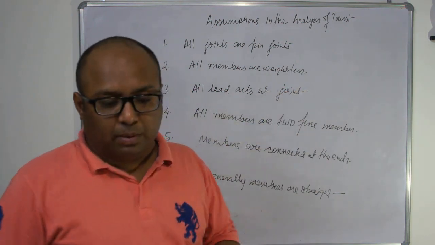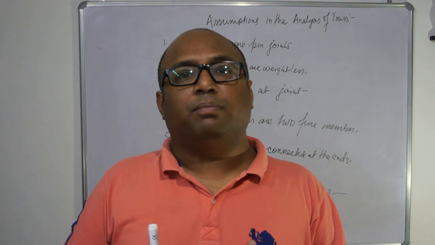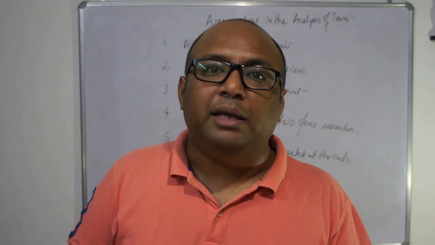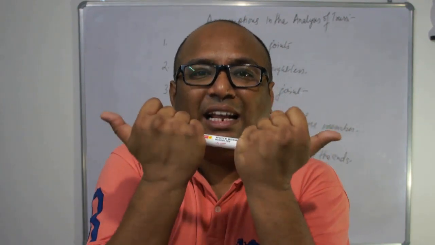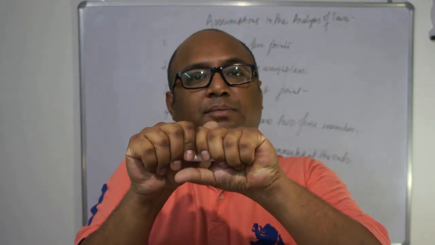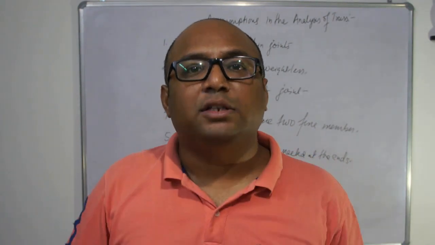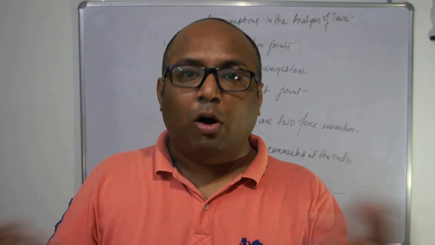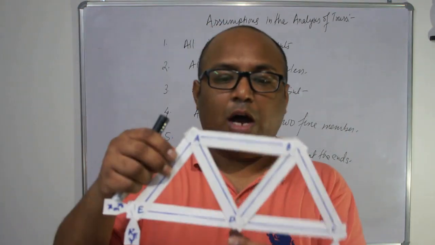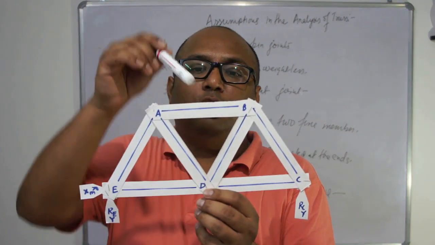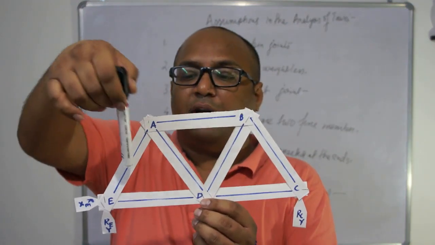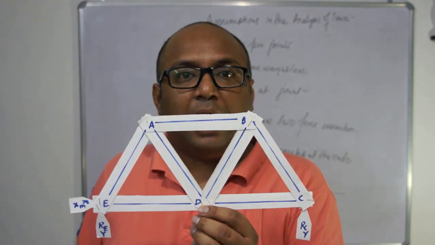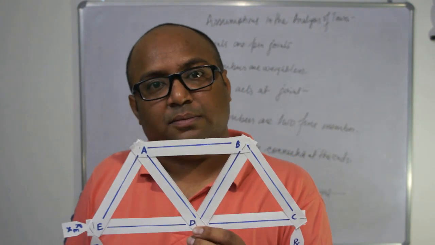All members are two force members. This is also very important to be understood. What does it mean? It literally means that the members are either in tension or they are in compression. What is the advantage? You reduce the number of unknowns. Now how many unknowns do you have in this truss? You have 1, 2, 3, 4, 5, 6 and 7 members. Okay? You have 7 members, and so only 7 unknowns exist.